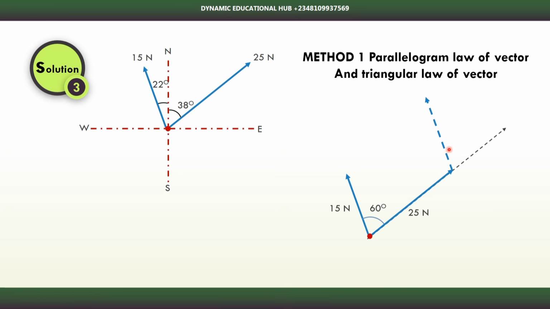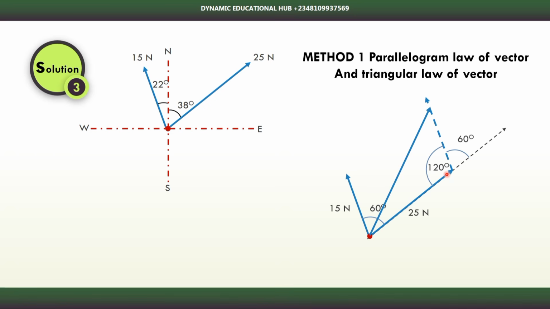Let me quickly use geometry to explain something for you guys. If this is 60 degrees, the angle that is formed here will also be 60 degrees. Why? Corresponding angle. We are extending this. And what will be the interior angles here? This is 120, angle on a straight line. You must understand this. Now let's fix the parallelogram law of vector.